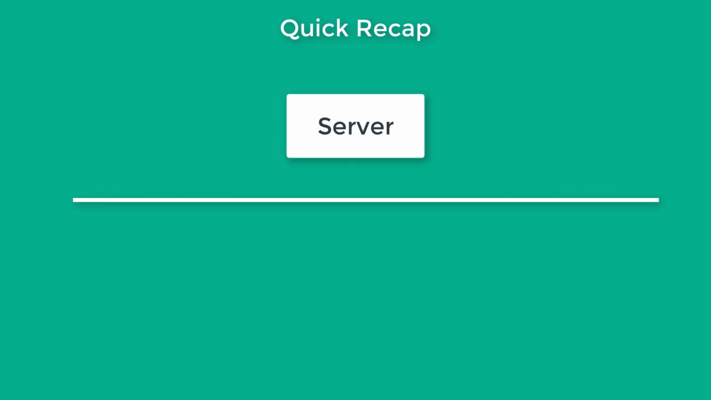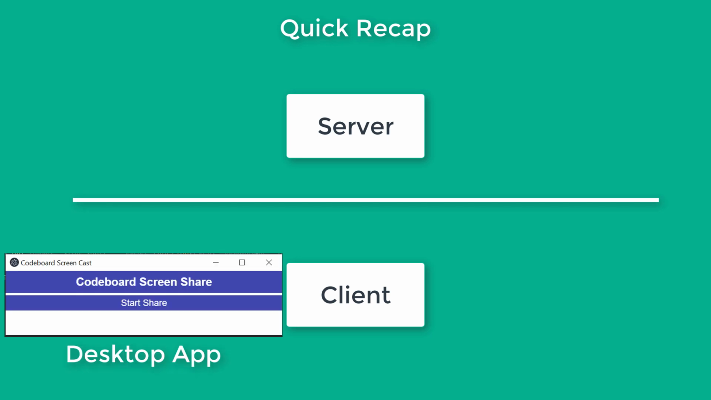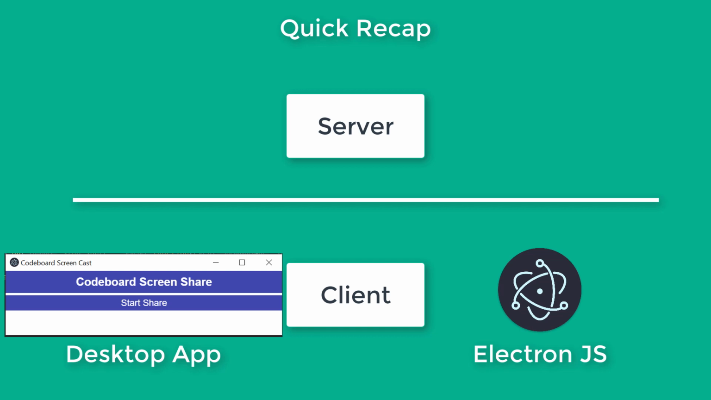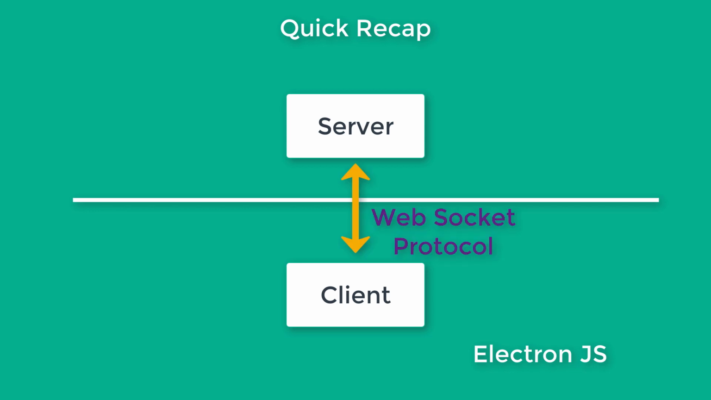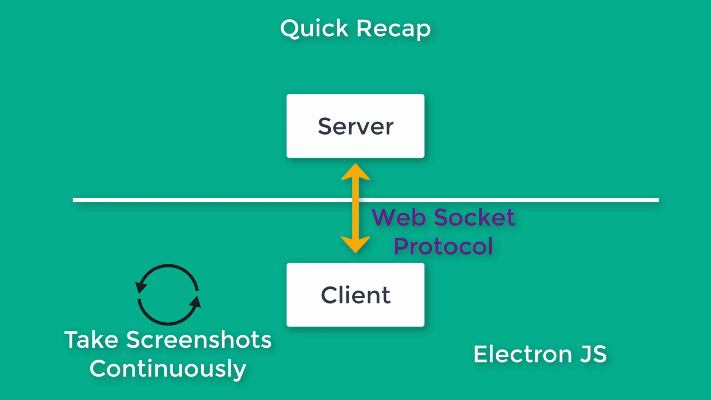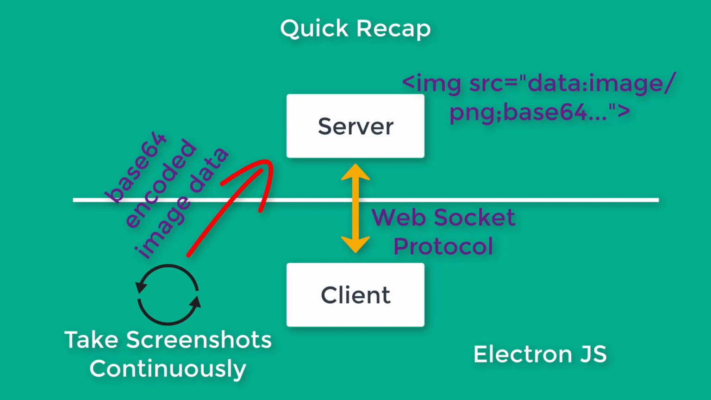Let's have a very quick recap on the application architecture. In the desktop screen sharing application, we have two tiers, server and client. The client is a desktop application developed using electron.js, and the server side coding was done using nodejs. Client and server communicate using the WebSocket protocol. The client app takes continuous screenshots from the desktop screen and sends the base64 encoded image data to the server. And the server displays that image data in an HTML image element.